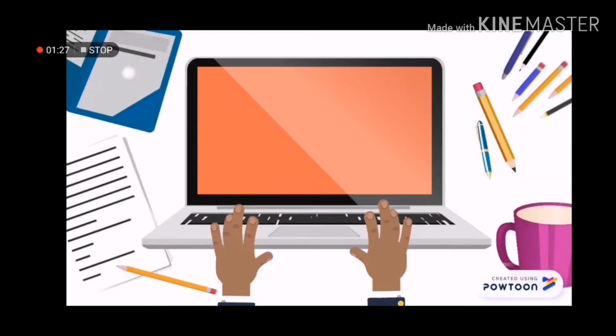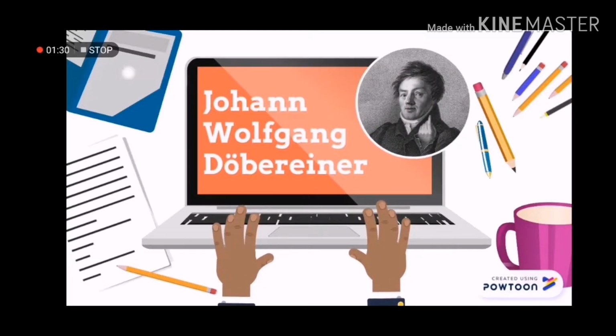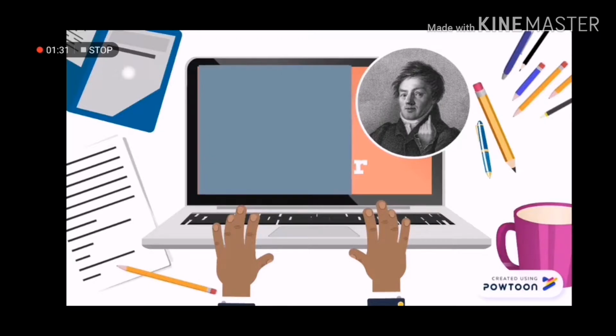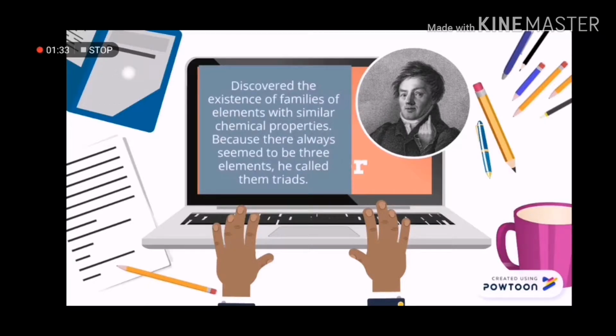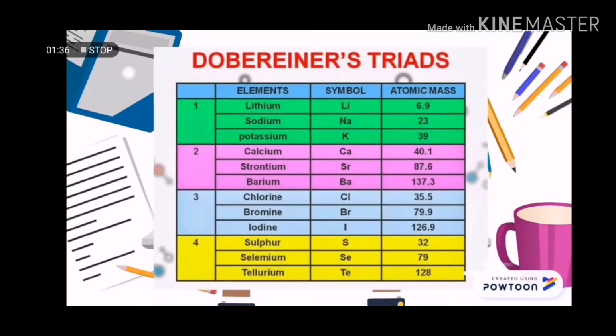As the number of discovered elements increased, chemists inevitably began to find patterns in their properties. In 1829, Johann Wolfgang Dobereiner discovered the existence of families of elements with similar chemical properties. Because there always seemed to be 3 elements in these families, he called them triads.